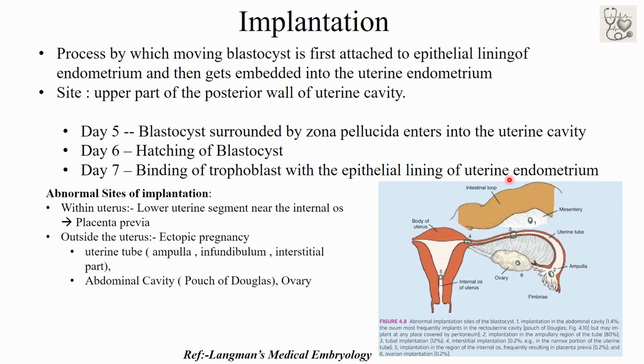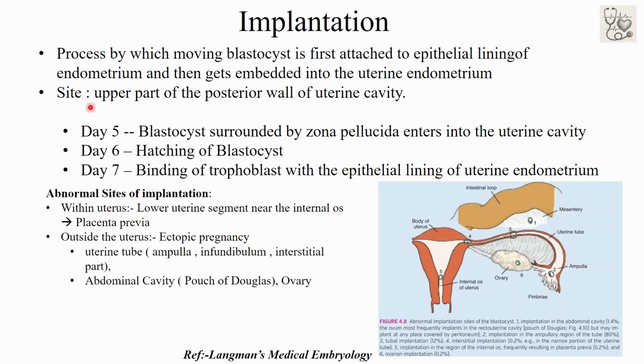So actually implantation is an event of the second week, but the initiation of implantation, that is the binding of the trophoblast with the epithelial lining of the uterine endometrium, occurs on day 7, which is in the first week. So we have discussed a little bit about implantation in the first week itself. We will be discussing it in detail in the events of the second week of development.